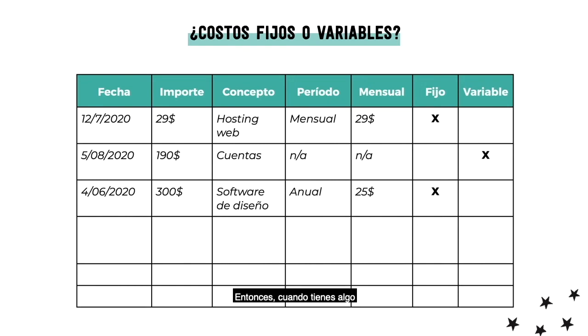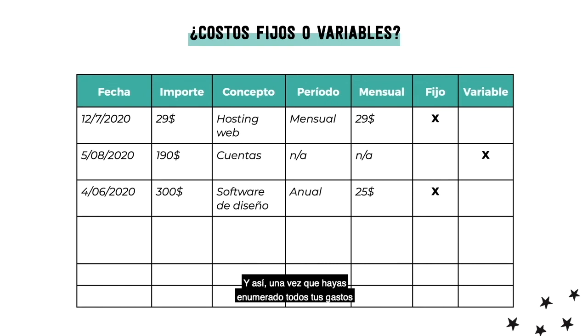So when you have something that is paid per year, you want to divide that up by 12 months to have an average of what it costs you every month. So in this case, 300 divided by 12 is 25, which is why you can see 25 in the monthly amount for that specific expense.